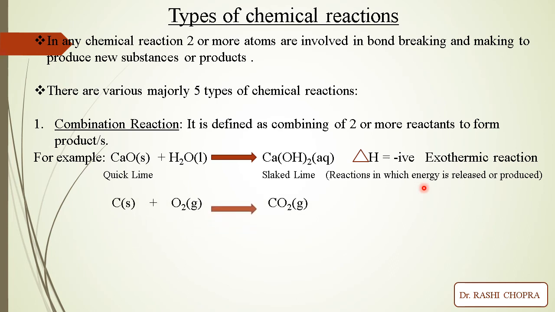Another example of a combination reaction is when carbon reacts with oxygen to give carbon dioxide. Again, this is an example of a combination reaction. So in a combination reaction, just by looking at the reaction, you can say whether the reaction is a combination or not, because your two reactants just combine to give one product.